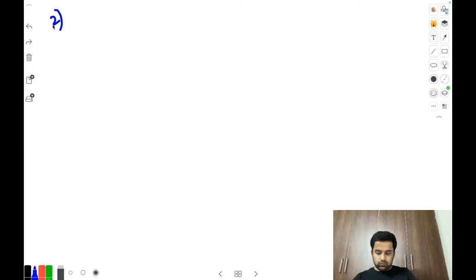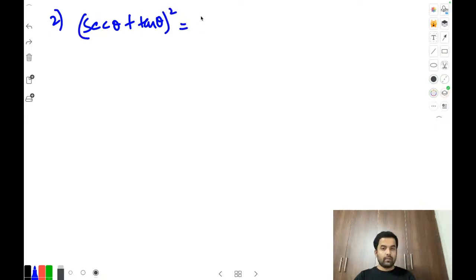Example 2. Question number 2 is, let me take a different one which should be a good question. Yes. The question is: (sec theta plus tan theta) whole square equals (cosec theta plus 1) divided by (cosec theta minus 1). Try this now.